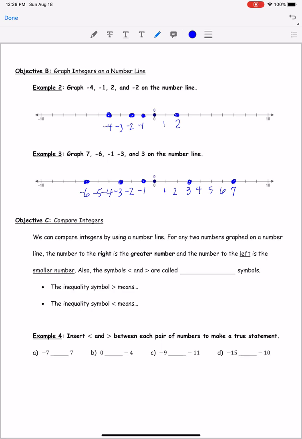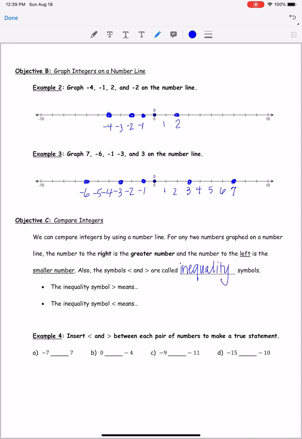Objective C, compare integers. We compare integers by using a number line. For any two numbers graphed on the number line, the number to the right is the greater number. The number to the left is the smaller number. Also, symbols like this, this is your less than, and this, these are called inequality symbols.